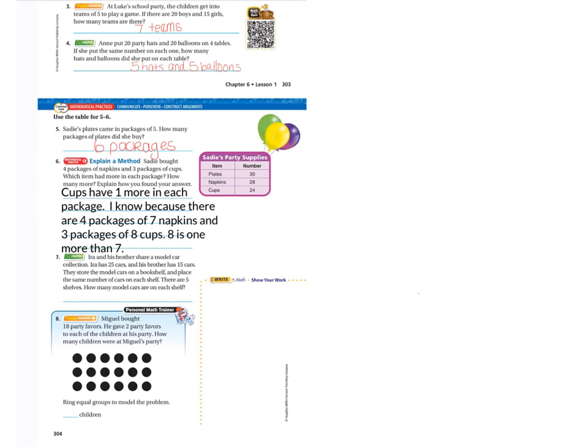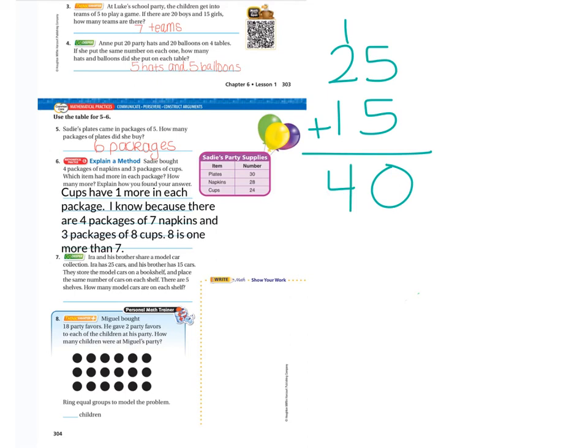The answer to number 7 is 8 model cars. You know the drill. If you got 8 cars, jump ahead. If you did not get 8 model cars, please continue to listen. The first thing I did for number 7 was I combined Ira's 25 cars with his brother's 15. We add them together and we get 40 total model cars.